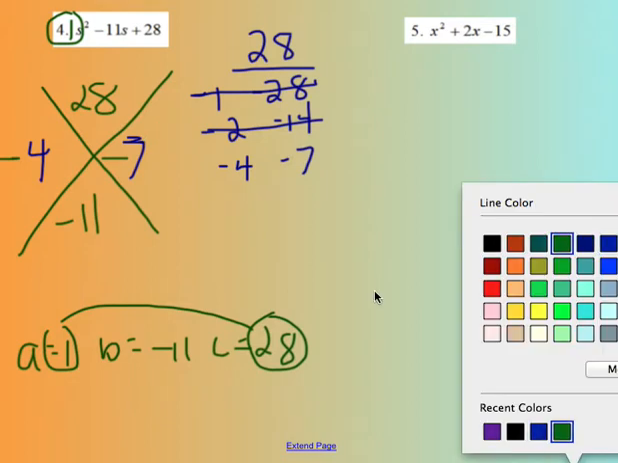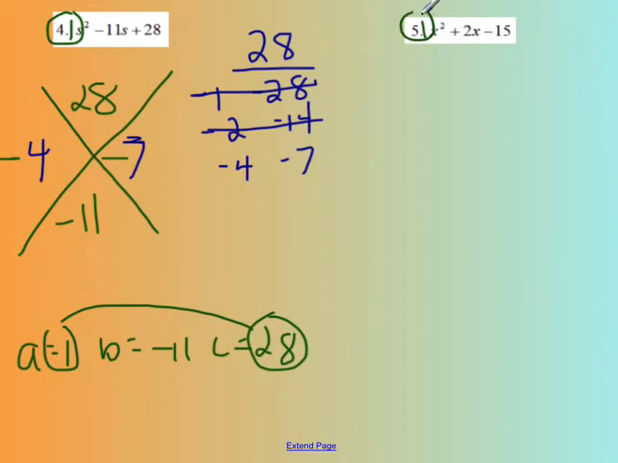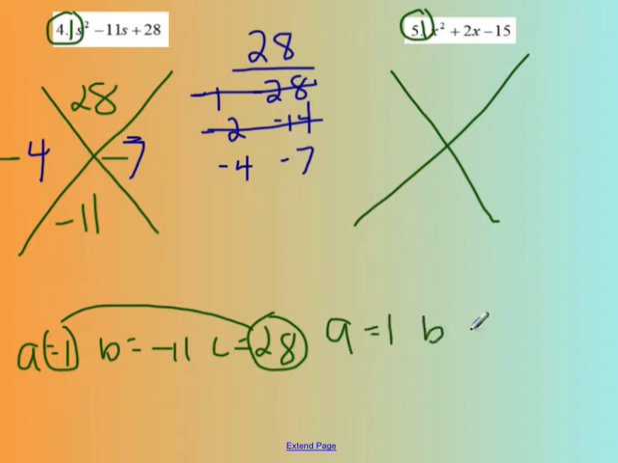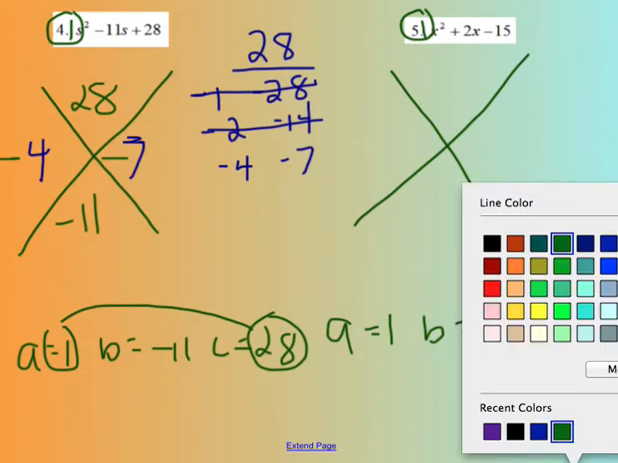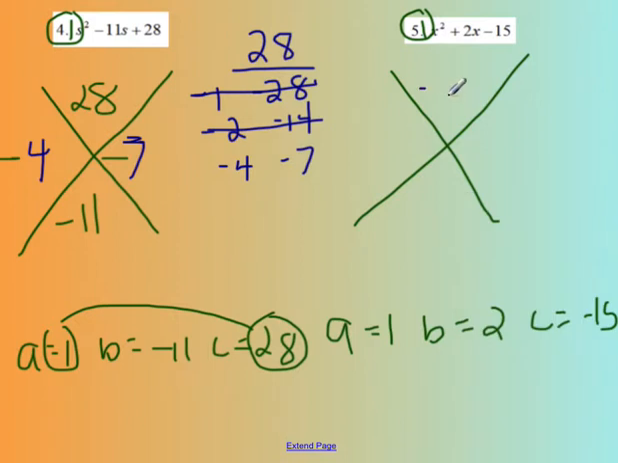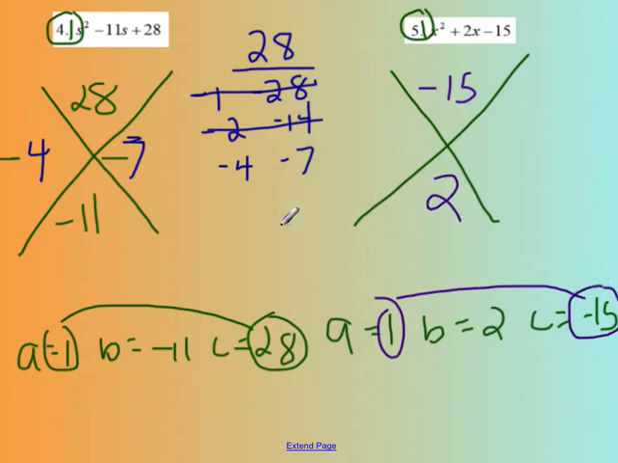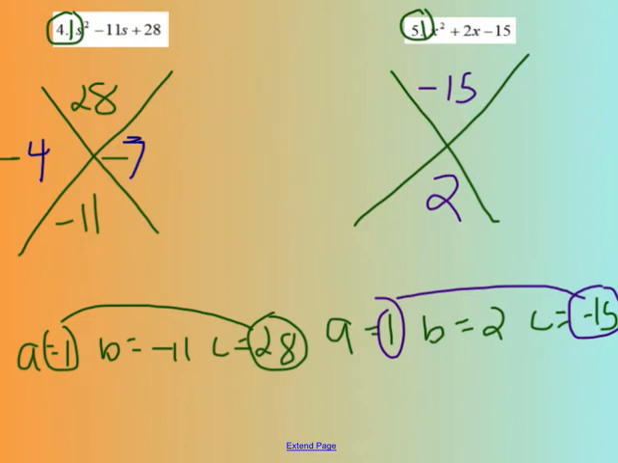Okay, so next, let's take a look at this one. Again, if there's no coefficient, the coefficient is 1. Set up our x here. Our a is equal to 1, our b is equal to 2, and our c is equal to a negative 15. So now we can go through and fill out our x. So we're multiplying to a negative 15 because 1 times negative 15 is negative 15, and then we're adding to 2. So now I want to figure out what multiplies to a negative 15.